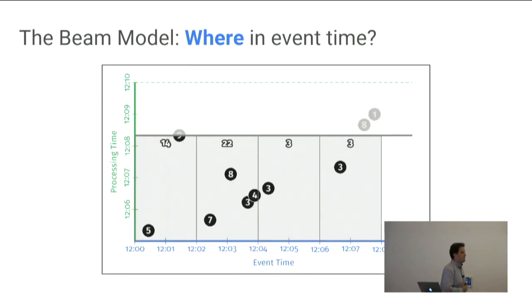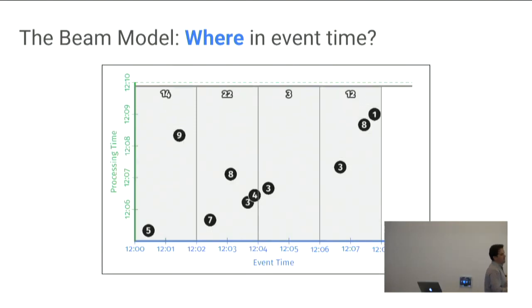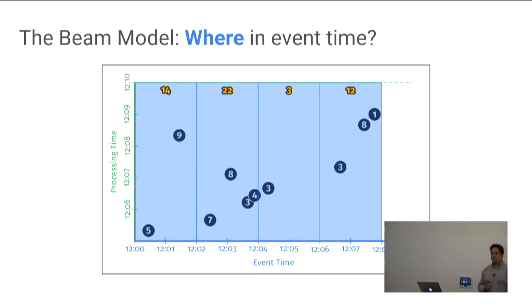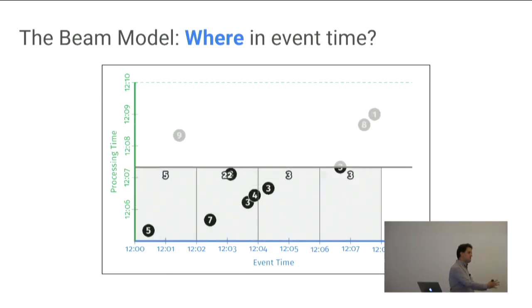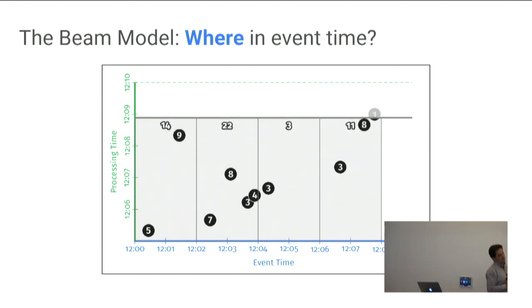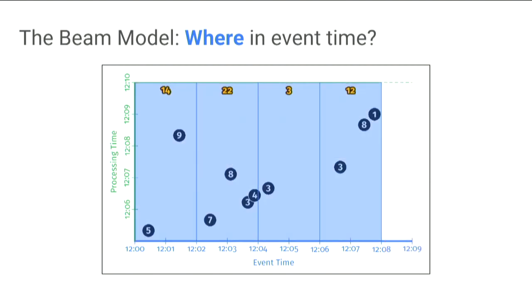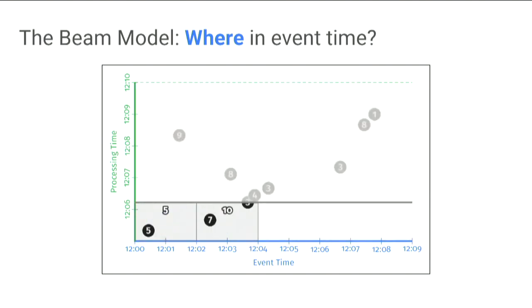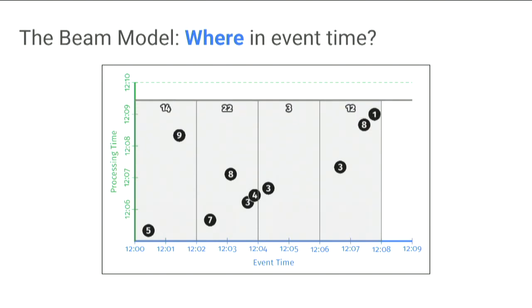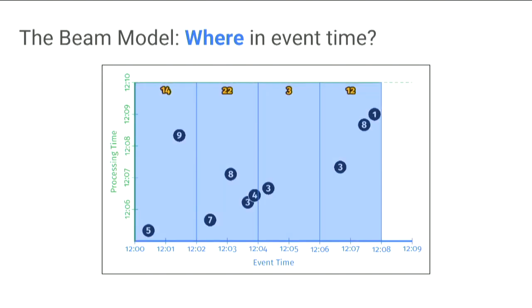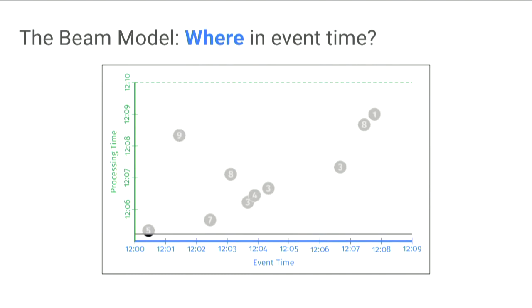And let's see what happened. First, instead of having one sum of 51, our system is going to produce 4 results. Why? Because we have 4 chunks of event time if we are doing fixed windows of 2 minutes. So instead of 51, we have 14, 22, 3, and 12. Similarly as before, as processing time goes, we encounter new elements, but we are producing results per window.